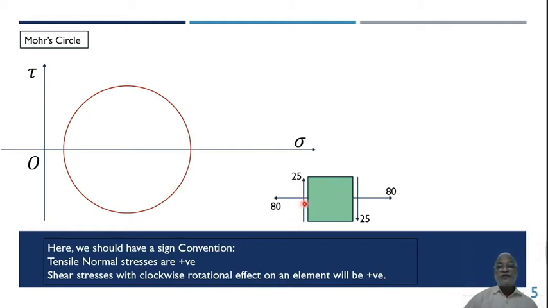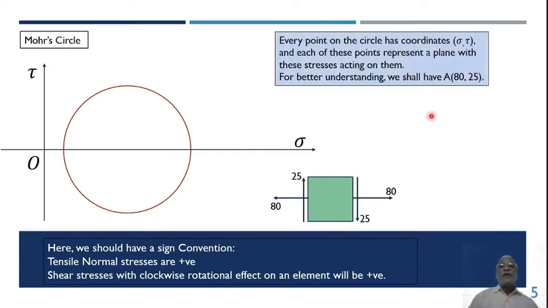Here I have shown shear stresses. When you have shear stress and you make a couple out of it, and the moment of the couple is clockwise, then we'll take those shear stresses as positive. If the arrows or the shear stresses are trying to rotate it in an anti-clockwise manner, it would be negative.